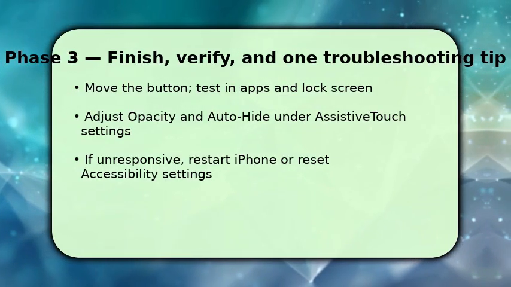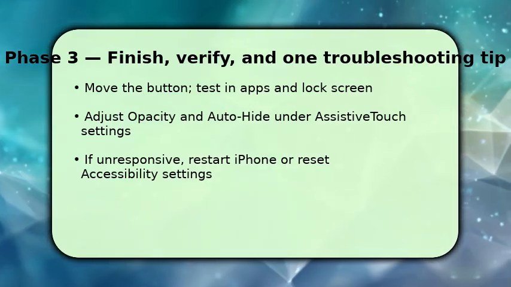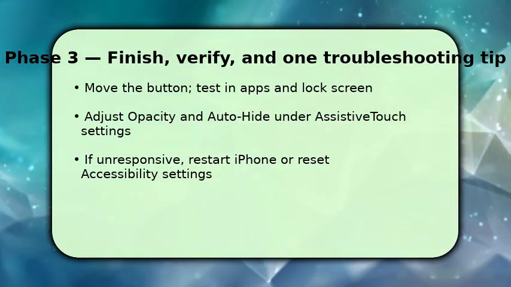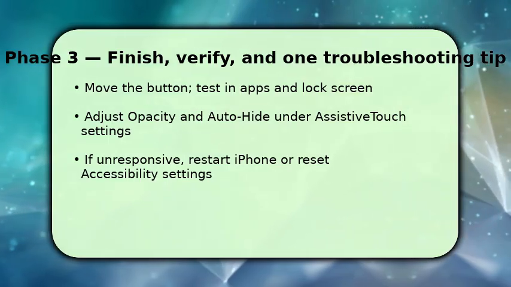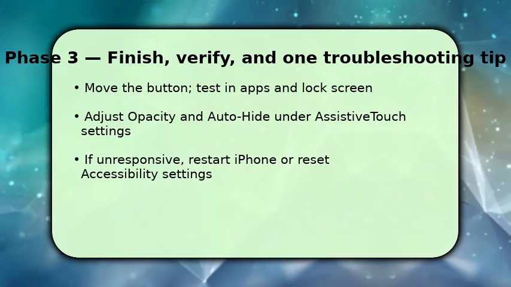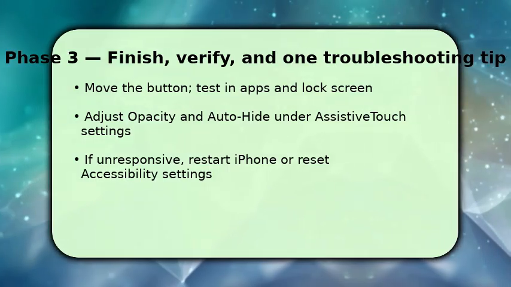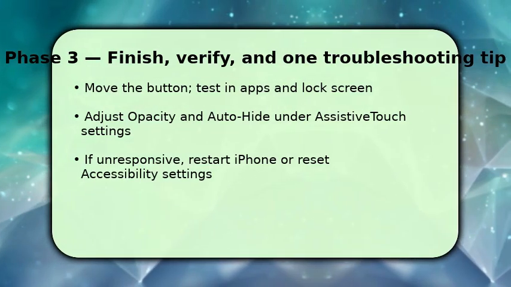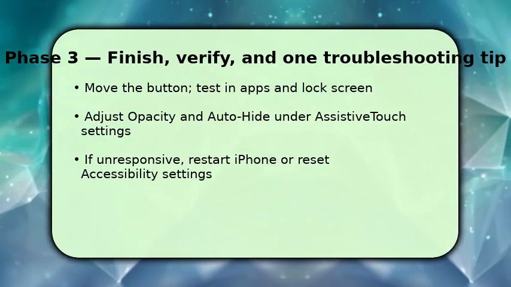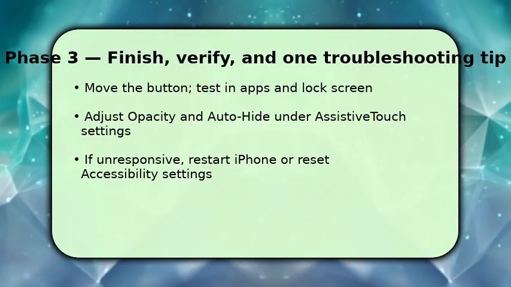Some apps block overlays. If you prefer less distraction, lower idle opacity or enable auto hide so it fades when idle. If the button is unresponsive, restart the iPhone first, then check for iOS updates. Make sure Assistive Touch gestures aren't conflicting with guided access. As a last resort, reset accessibility settings to return to known defaults.